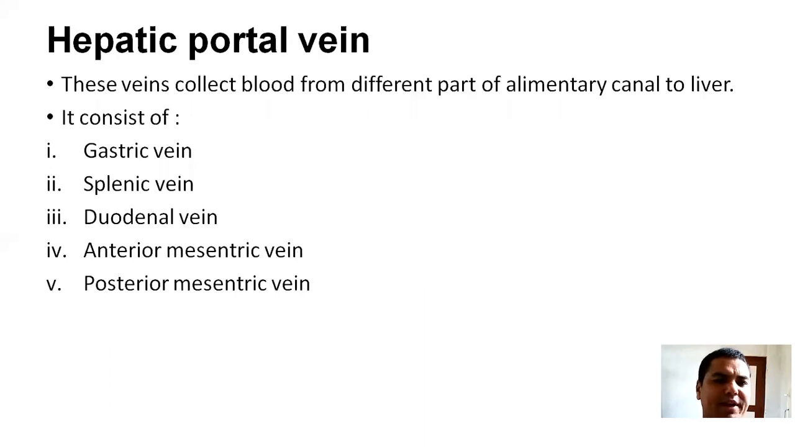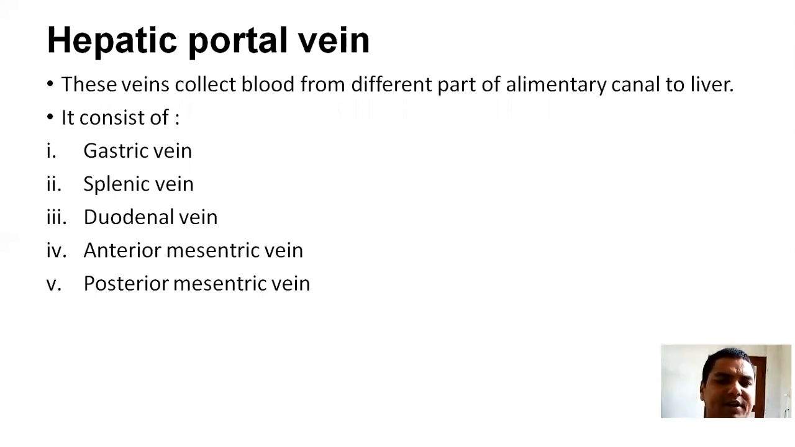Now, the hepatic portal vein present in our body. These hepatic portal veins are those veins which carry the impure blood from different parts of the alimentary canal and collect it to the liver, and then only it goes to the heart. Why does it collect the blood from the alimentary canal to the liver, not directly to the heart? Because the alimentary canal may contain different harmful, toxic substances, which need to be removed. So it first of all collects in the liver.